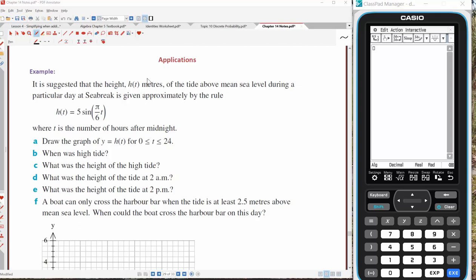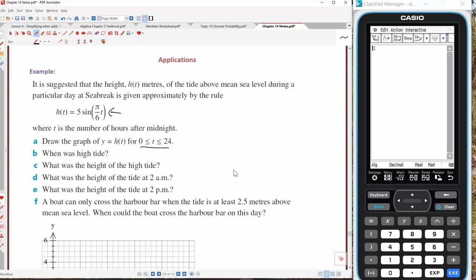There are many real-life applications of trig functions, so let's explore a few of them. It's suggested that the height h of t meters of the tide above mean sea level during a particular day at Sea Break is given approximately by this rule right here. t is the number of hours after midnight, so t equals 0 is obviously midnight. Draw the graph of y equals h of t between 0 and 24.